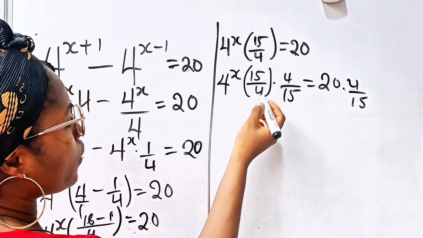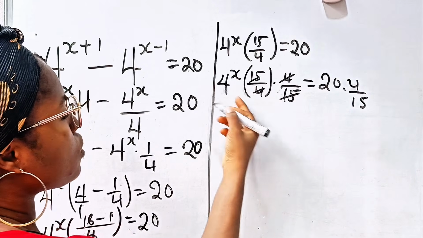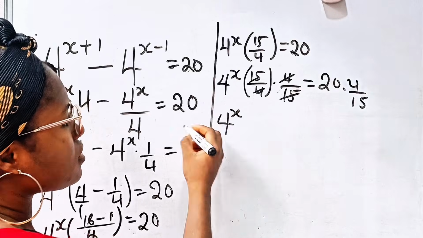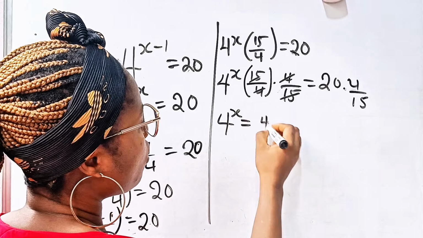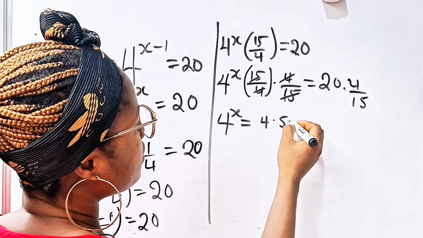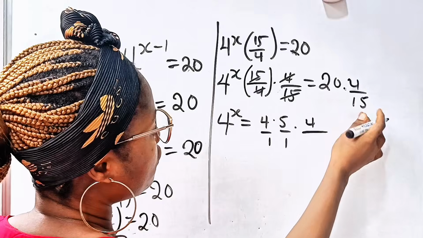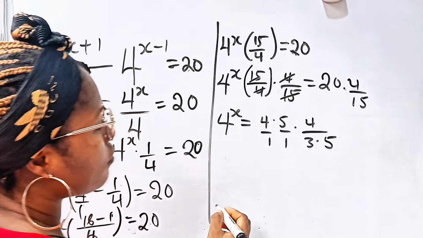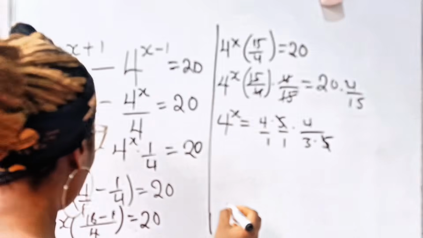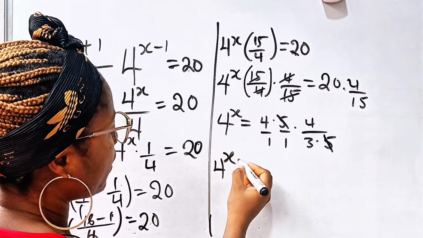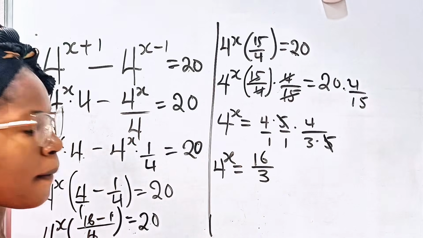Okay, so here you can see this and this will go, right? 15 into itself is 1. So we are left with 4 to the power of x is equal to 20, which can be expressed as 4 multiplied by 5, right? 10 over 1 multiplied by 4 over 15 is 3 multiplied by 5. So we can see that 5 will take away 5. Now we have 4 to the power of x is equal to 4 times 4, which is 16, divided by 3.